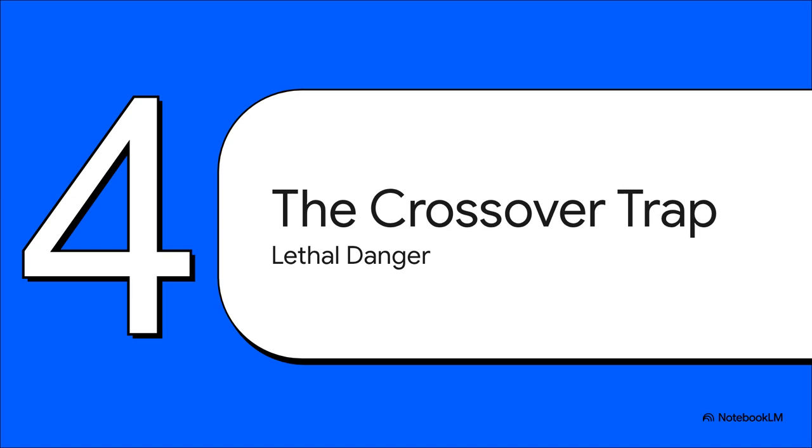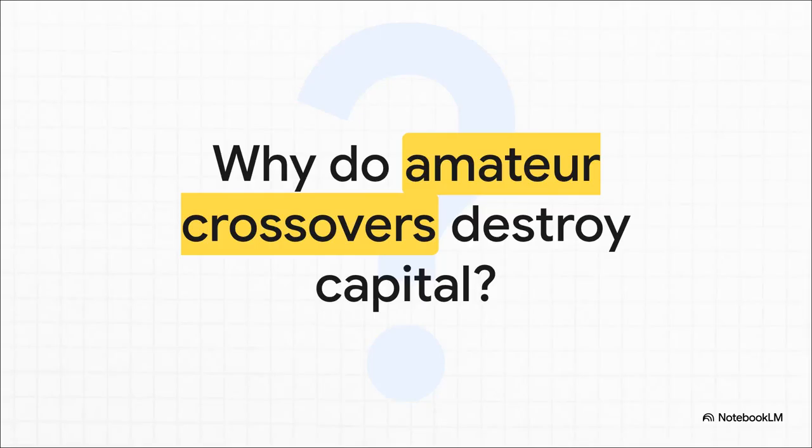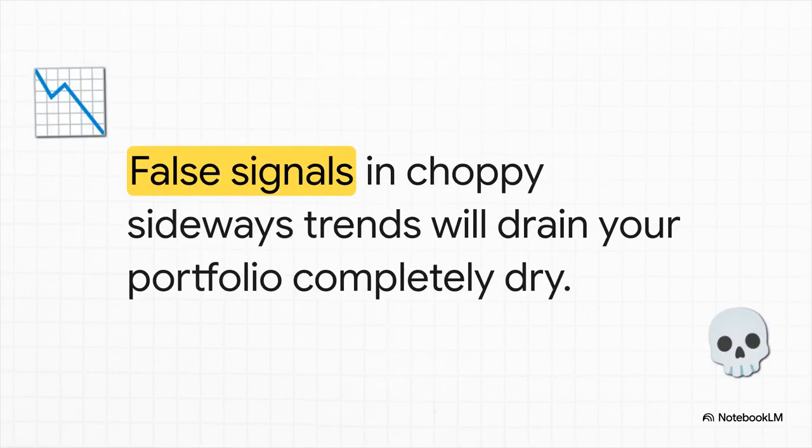Now, for Section 4, the crossover trap. This is lethal danger. Because, look, with immense power comes lethal danger. I need you to pay incredibly close attention here, because this is exactly where amateurs get completely destroyed during phase 2 of their trading journey. Ask yourself this: if the MACD is so mathematically brilliant, why do amateur traders constantly destroy their capital using it? Why does blindly trading every single intersection lead to just massive portfolio drain? The answer boils down to one word: whipsaw.